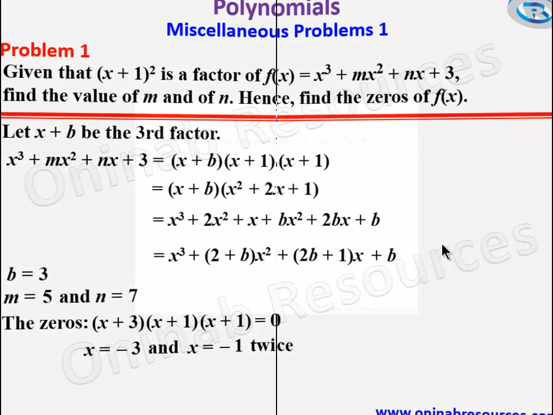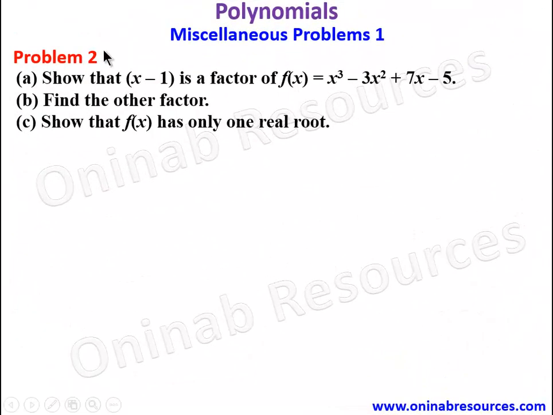Then we go to problem 2. For problem 2, we have A, show that x minus 1 is a factor of f(x) = x cubed minus 3x squared + 7x minus 5. B, find the other factor. C, show that f(x) has only one real root.